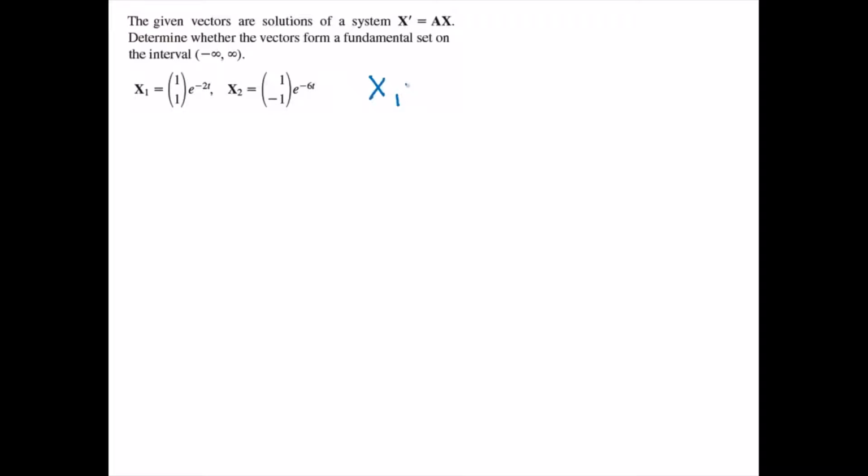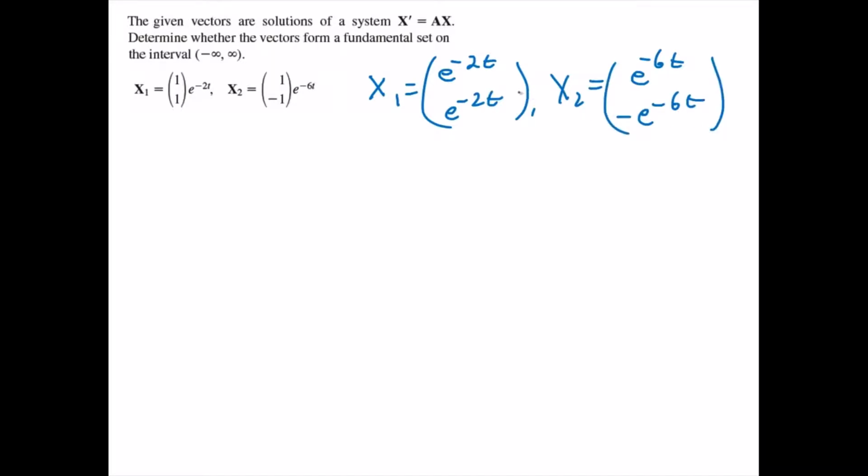The first solution, x sub 1, if we multiply this out, will consist of e to the minus 2t and e to the minus 2t. And then x sub 2 will consist of e to the minus 6t and minus e to the minus 6t. And so we wish to determine if these form a fundamental set on this set of real numbers, where t is between negative infinity and positive infinity.